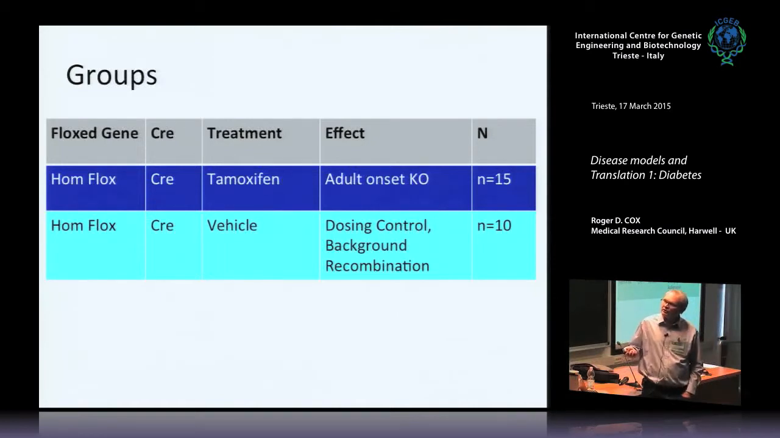So the homozygous floxed mice treated with tamoxifen, carrying the Cre, and a vehicle-treated group. So these mice are identical. They all carry the homozygous allele with the flox elements on around exon 3, and they all carry the Cre. But in one, we turn on the Cre with tamoxifen, and in the other, we just treat them with the vehicle.